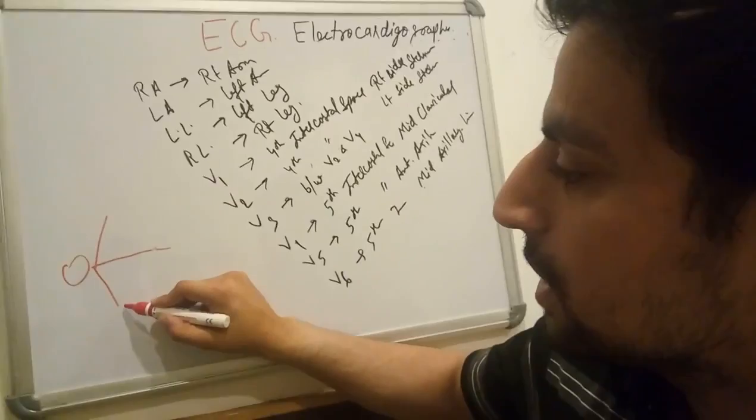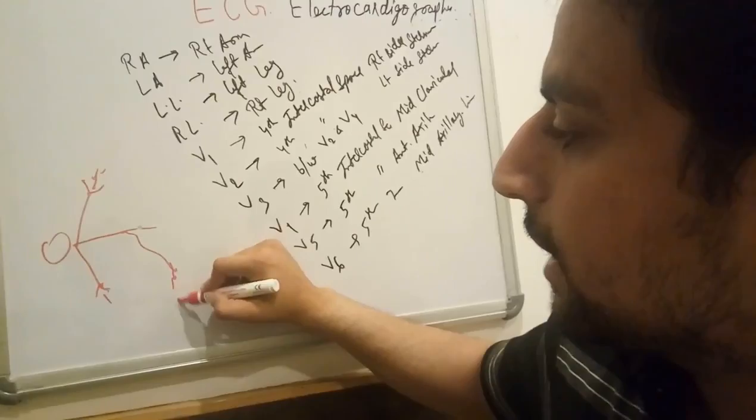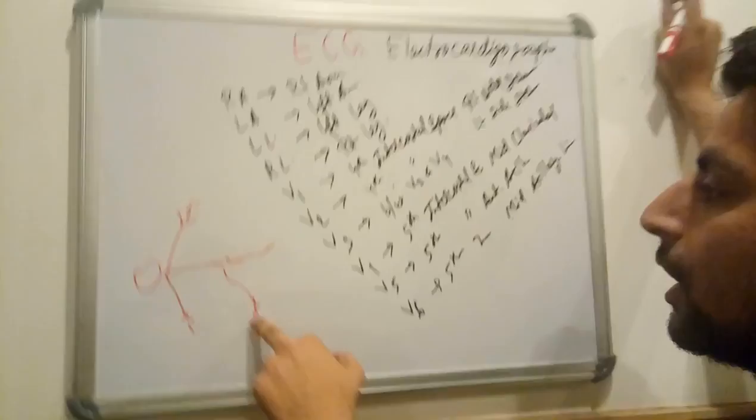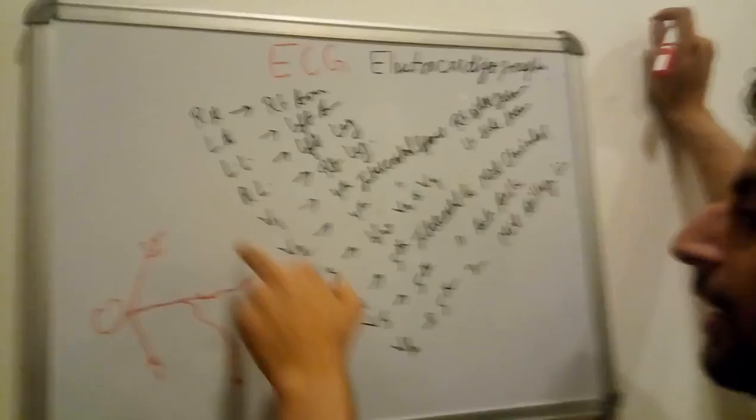ECG concept you understand. So I am going to make a one man diagram. He is in a lying position, man, lying position, his arms, here this is right arm, this is left arm, here it is right leg, here it is left leg. So understand, here we are going to put RA, here we are going to put the LA electrode, here the RL, right leg electrode, here we are going to put the left leg electrode.